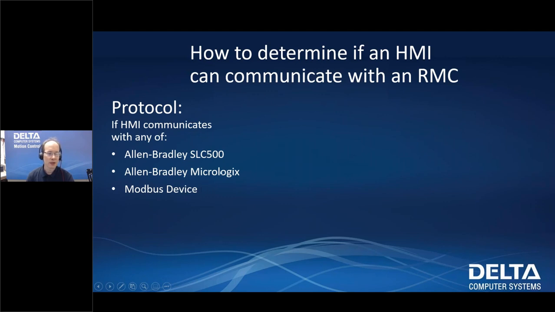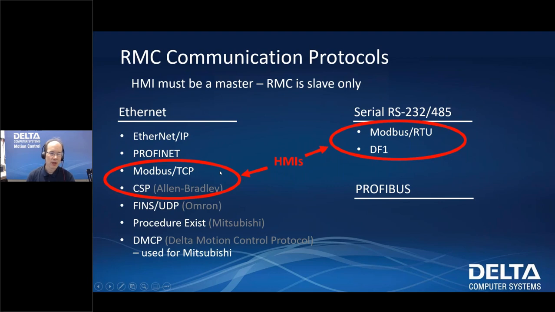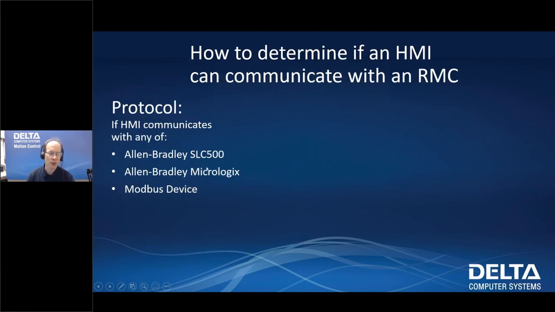The Allen Bradley SLC 500 Micrologix, of course, needs to support the protocols listed here, so CSP or DF1 when it's dealing with Allen Bradley. We've had HMIs that support only Data Highway Plus, and the RMC does not support Data Highway Plus. So these PLCs have to be over the DF1 type communication, or a Modbus device. What happens then when the HMI communicates with RMC is that it's going to think the RMC is actually a PLC, an Allen Bradley SLC 500 or Micrologix, or a Modbus device. That's how it's going to work.